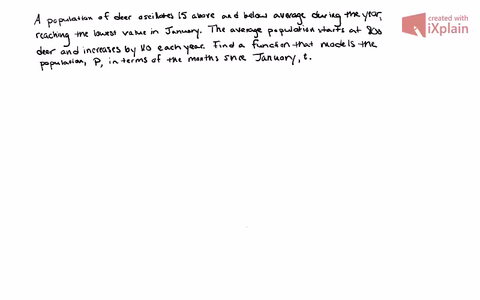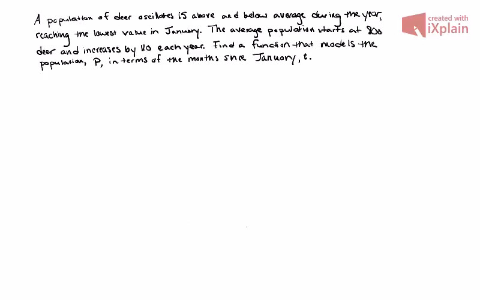A population of deer oscillates 15 above and below average during the year, reaching the lowest value in January. The average population starts at 800 deer and increases by 110 each year. Find a function that models the population p in terms of the months since January, and we're calling that variable t.